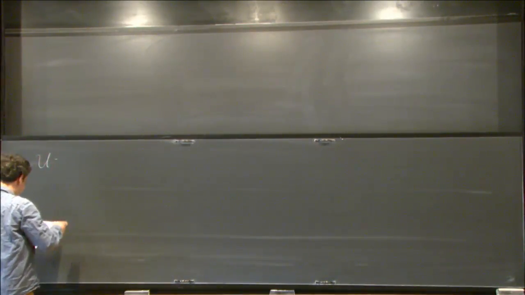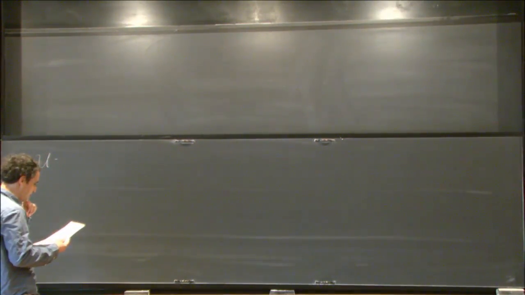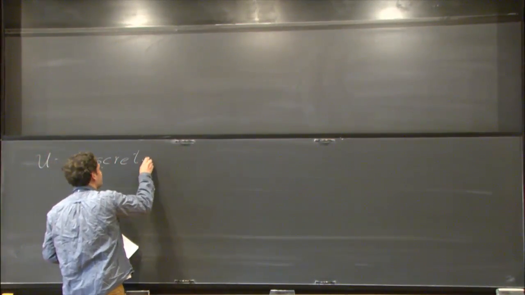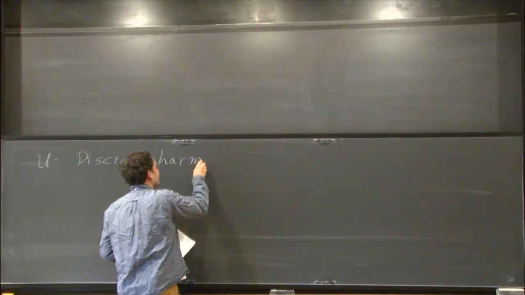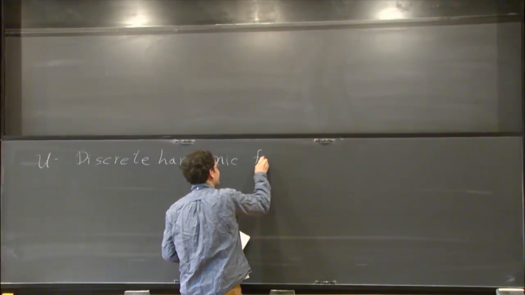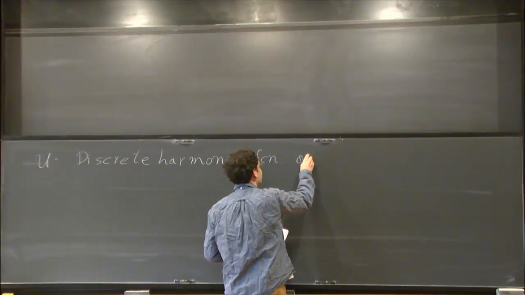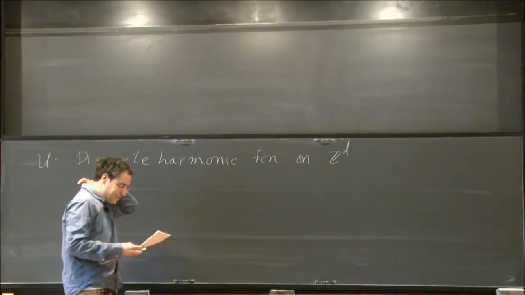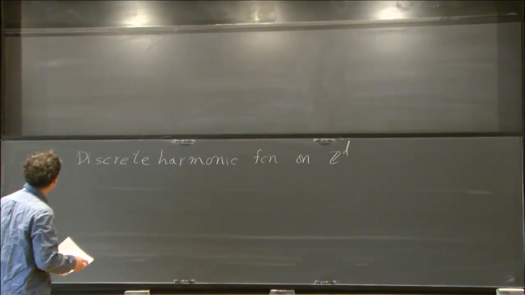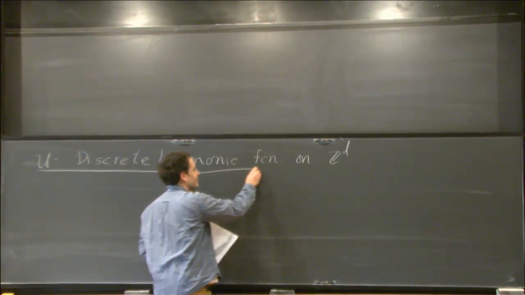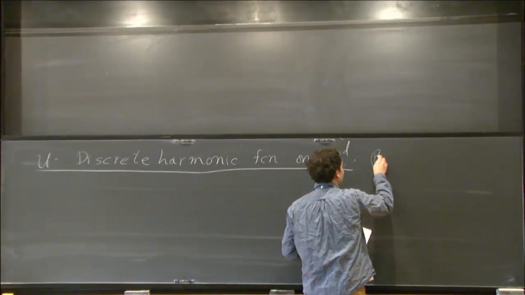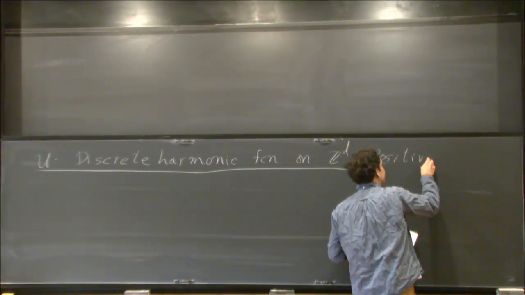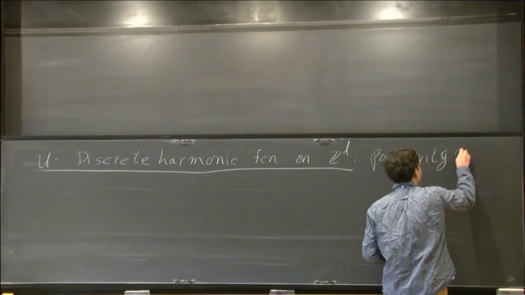I'd like to speak about, in fact, I forgot an important word in the title. It's more about the discrete harmonic functions. So on Z^d, we start with the case of Z^d. And first, I would like to discuss positivity and convexity.